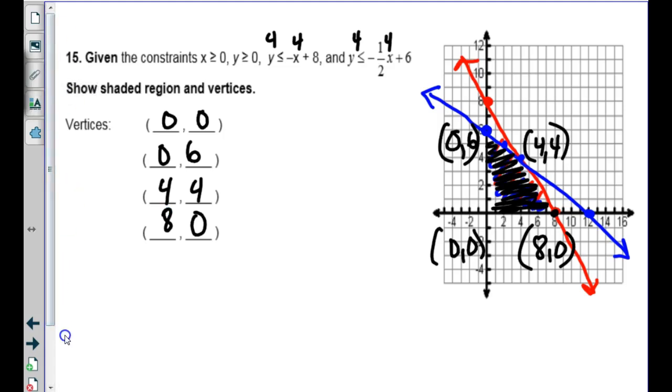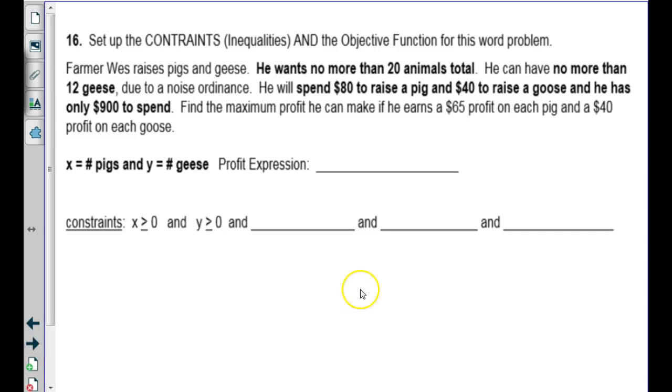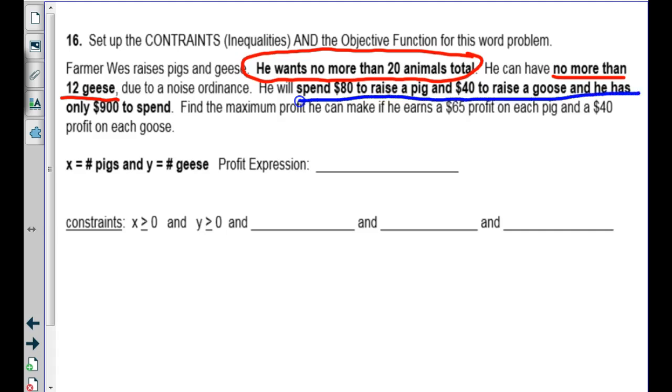All right. Last question. Read very carefully. He wants no more than 20 animals total. It says he's getting pigs and geese, and X is the number of pigs and Y is the number of geese. He can have no more than 12 geese. That's a sentence all by itself. He can spend $80 to raise a pig and $40 to raise a goose, and he has only $900 to spend. But the profit, $65 on a pig and $40 on each goose.